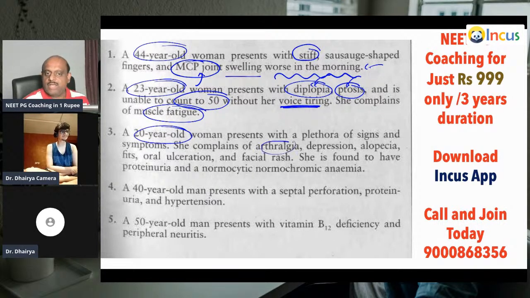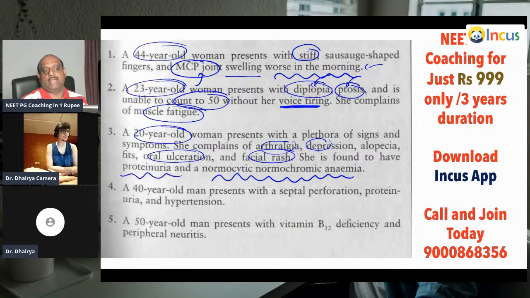And a 20-year-old woman with a lot of signs. She has arthralgia, depression, alopecia, oral ulceration, facial rash, normochromic normocytic anemia, and also proteinuria. So, what is your diagnosis? Now, this patient, a woman of young age, I would have definitely sent an ANA and a dsDNA.